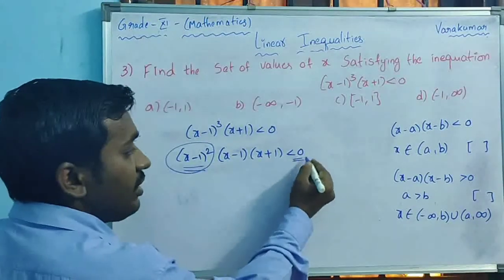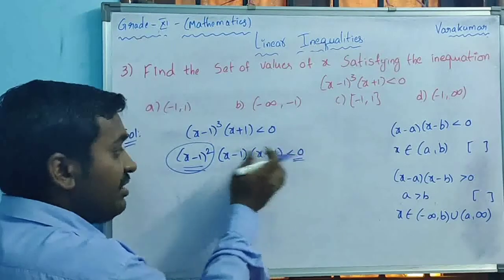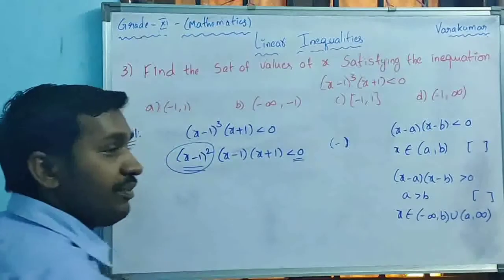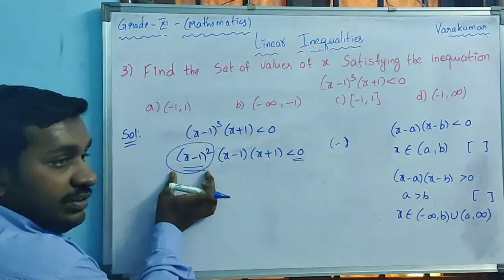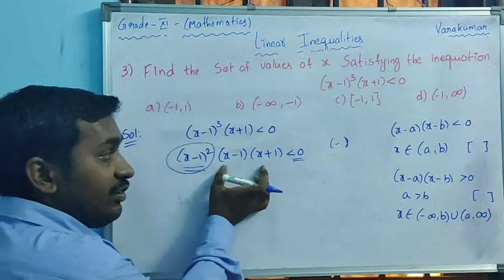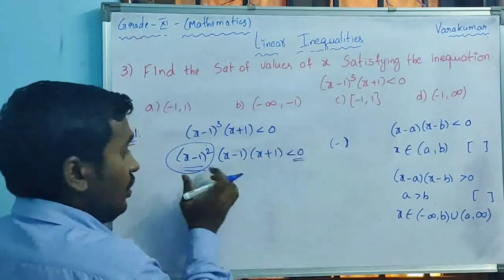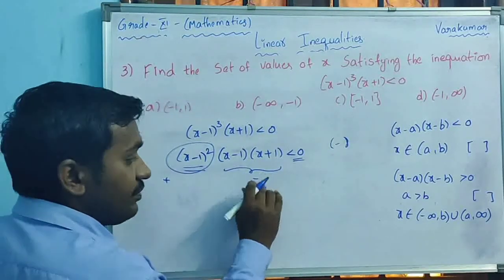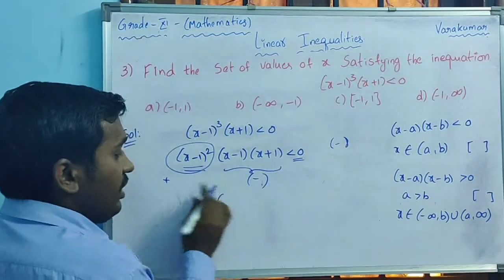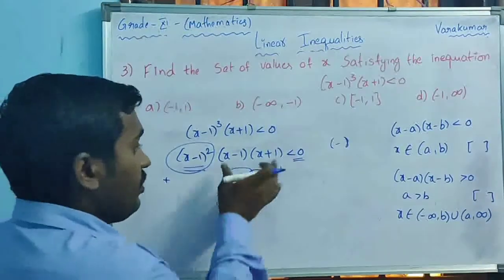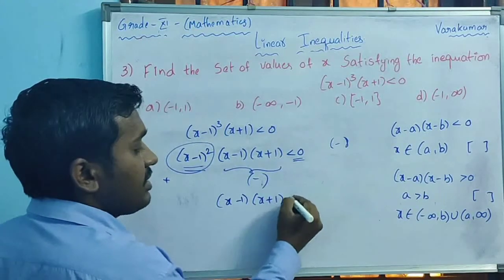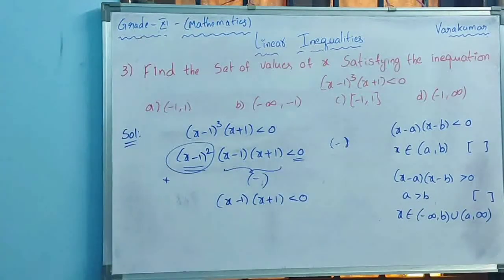But here the symbol is less than 0, so the total expression value will be negative. Since this part is positive, the product of positive and negative will be negative. So I can leave (x minus 1) whole square, and now I'll comment on this one: (x minus 1)(x plus 1) less than 0.